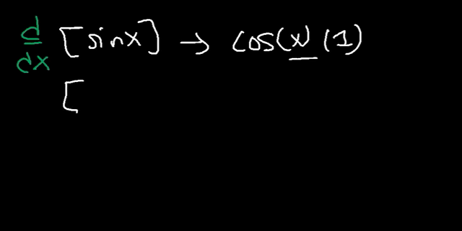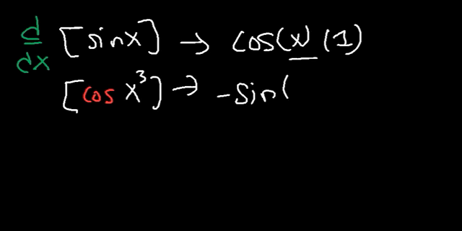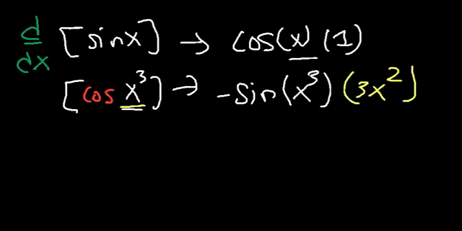So now let's say if we want to differentiate cosine x to the third. The derivative of cosine is negative sine, and whatever the angle for cosine is, it's going to stay the same for sine. Next, differentiate the inside, x cubed. The derivative of x cubed is 3x squared. So this is u and this is u prime.